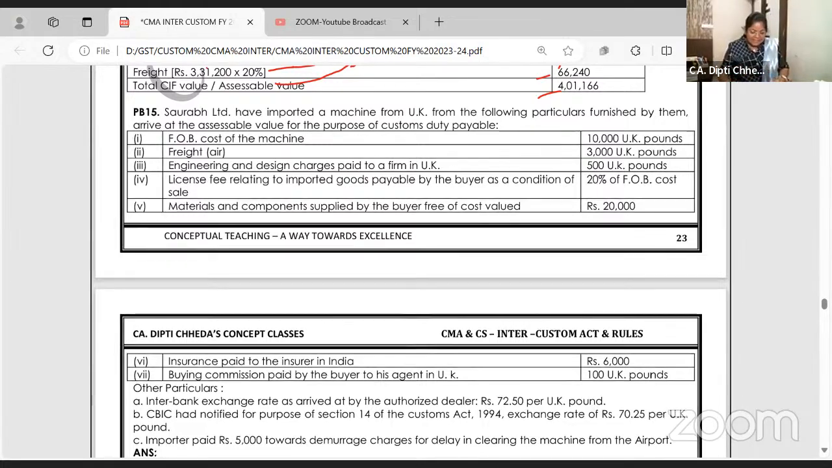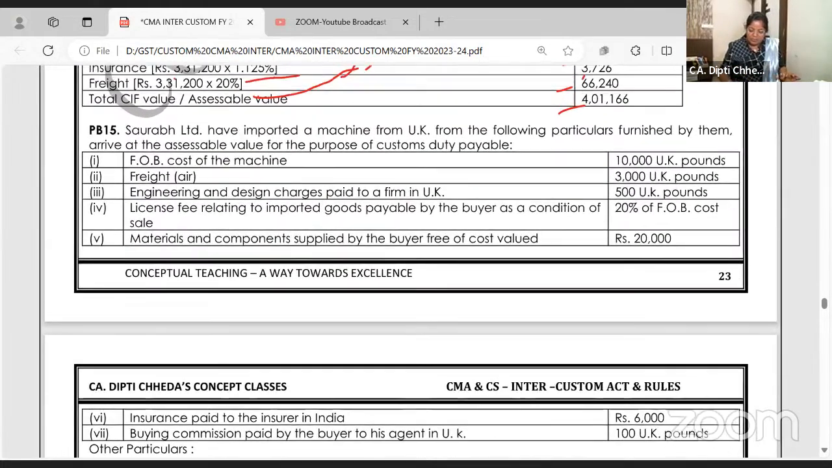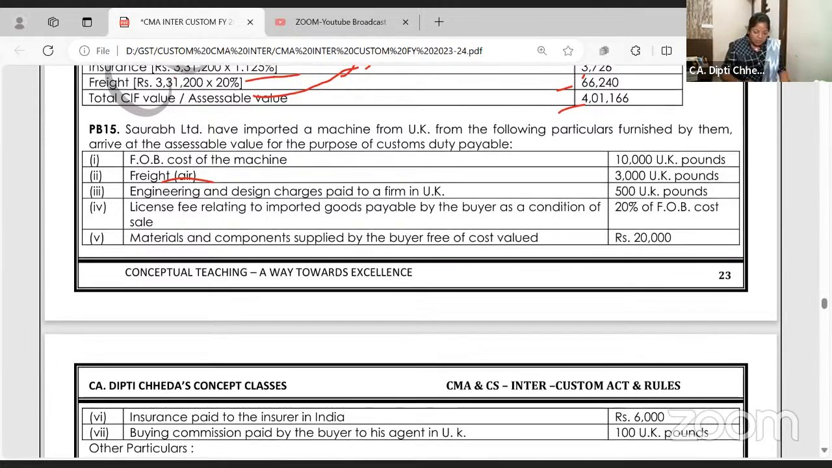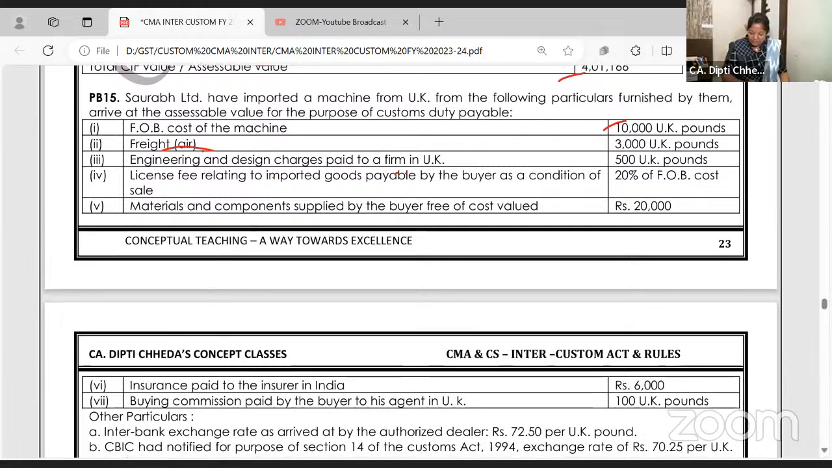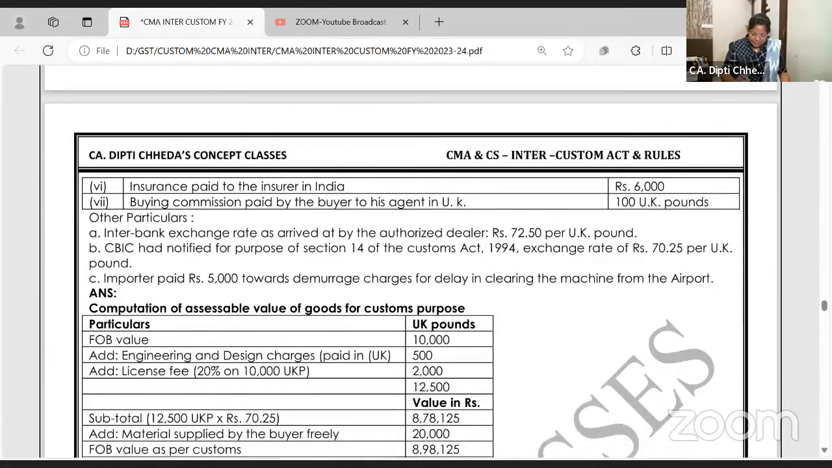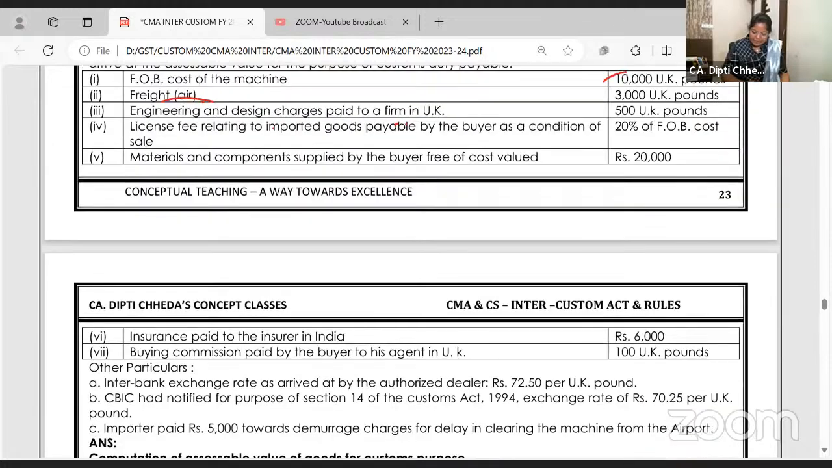Saurabh Limited has imported a machine from UK and air freight. Air freight is an indicator that freight cannot exceed more than 20%. So now what is the FOB of the machine? 10,000. Freight is given. Engineering and designing charges we have paid 500. So will we add that? First of all 10,000 and 500.